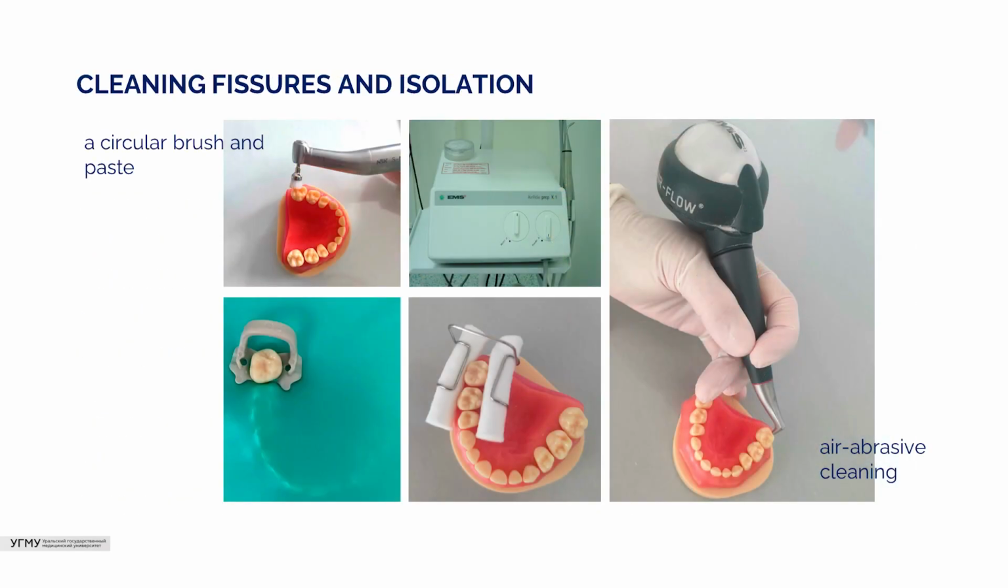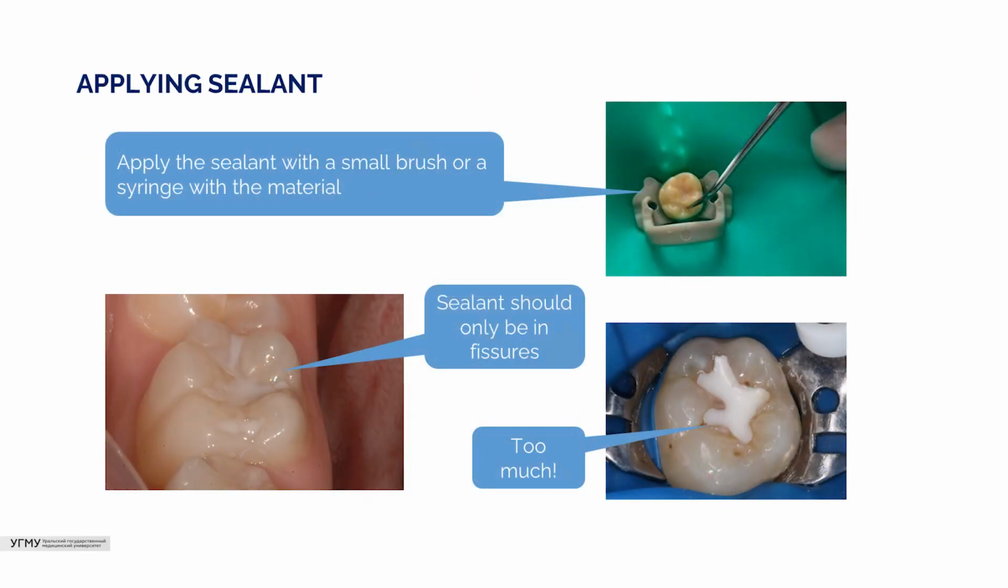A very important step is to clean the fissures well. You can clean them with a round brush and paste as well as an air-abrasive device. You can use glycine powder, sodium bicarbonate, tricalcium phosphate. Acid etch, this is a crucial step in the bonding process. Apply a very thin coat of sealant material with a small brush or a syringe. You can use a probe to help the sealant flow into fissures. Avoid oversealing. Avoid air bubbles. Leave in place for about 10 seconds before curing.